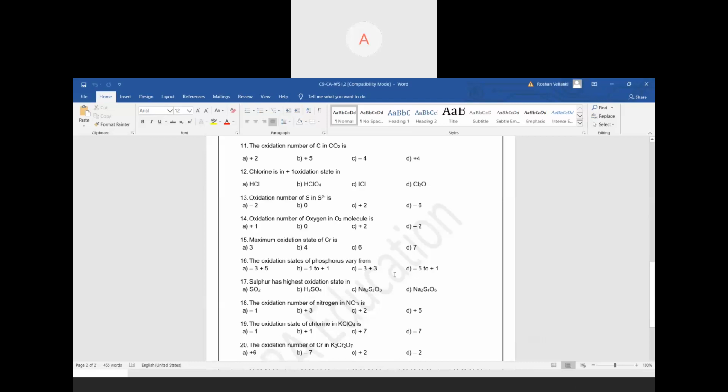So let me discuss. What is the oxidation number of sulfur in sulfur dioxide? -2, sir. How -2? Which is more electronegative, sulfur or oxygen? Oxygen. And sir, how sulfur gets minus? +4. Oh, sorry, sir, +4, sir.